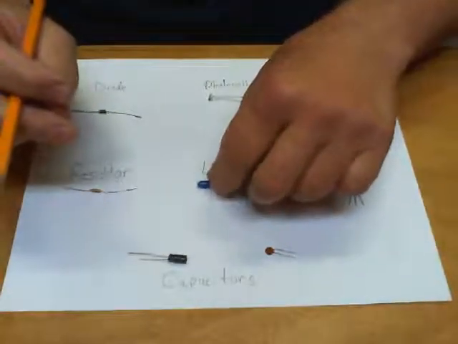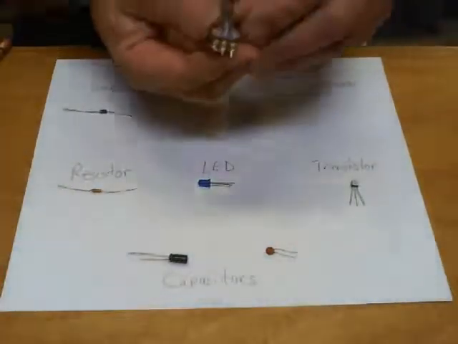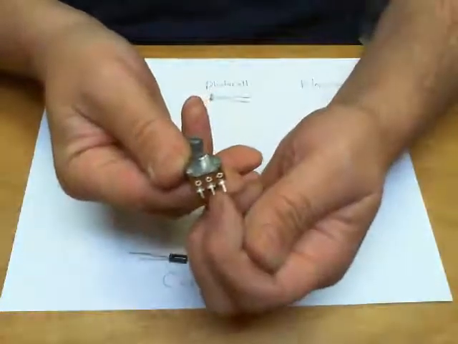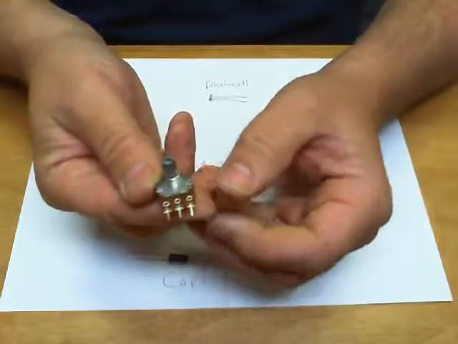Okay, the next part in this series I'm going to use is a potentiometer. Potentiometer is very simple, straightforward. There's 3 legs. One leg, the middle leg, is used. One of the outside legs is used. That's all you're going to use them for now.